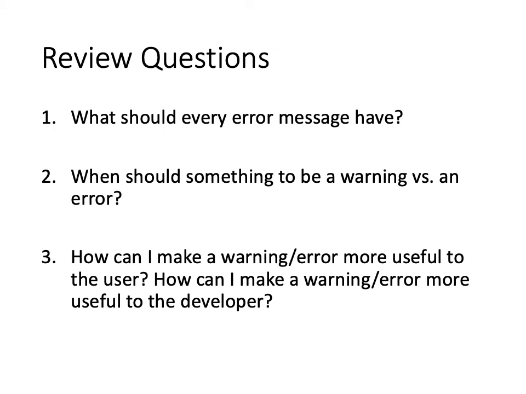Now, for review questions, what should every error message have? What should every warning have? What's the difference between a warning and an error? When should something kill the program or not kill the program? How can I make a warning or error more useful to the user? And how can I make it more useful to the developer? And how can I make it more useful to them both at the same time? Enough information for the developer, but not too much for the user. I encourage you to pause through these, write your answers down, and then continue on.